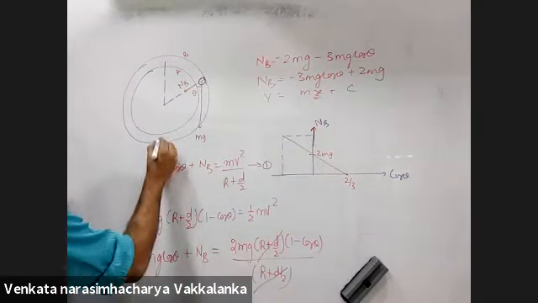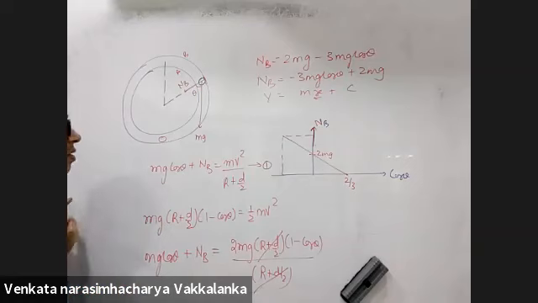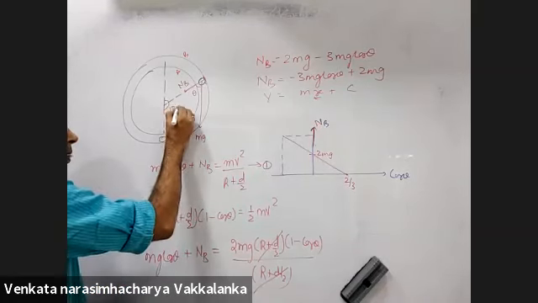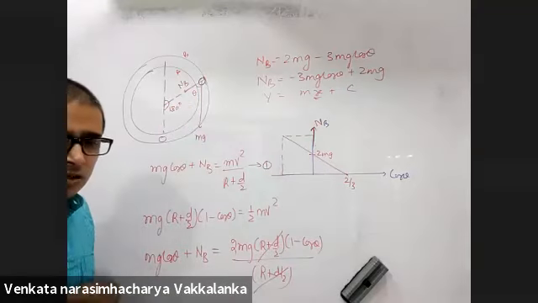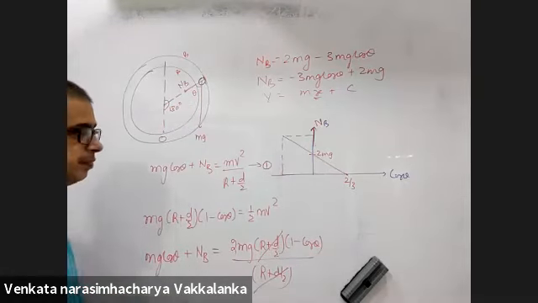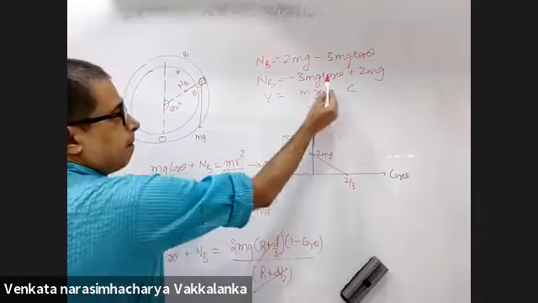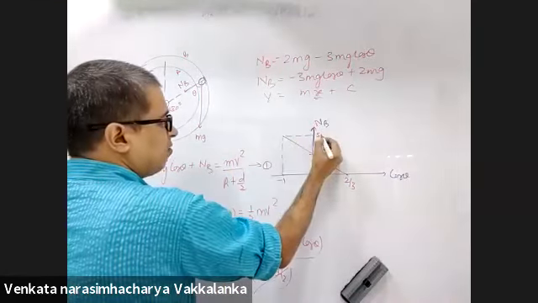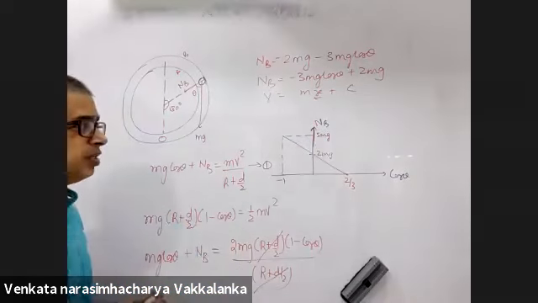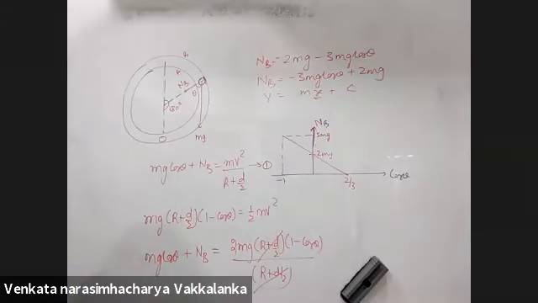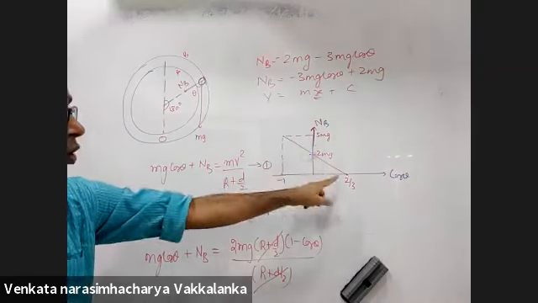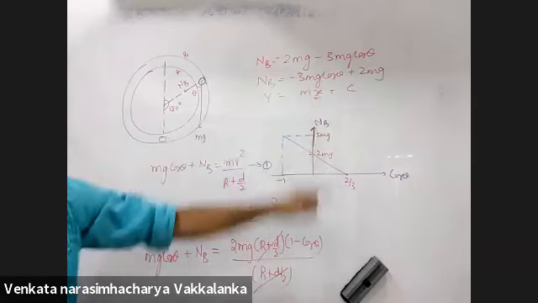When it comes to the lowermost point, what will theta be equal to? 180. How much is cos 180? Minus 1. Put cos theta as minus 1. This will become 5 mg. So at the lowermost point, NB will be 5 mg. The intercept will be 2 mg. The slope will be negative, that is minus 3 mg.